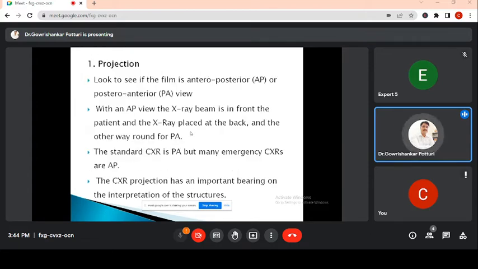Projection. Look to see if the film is antero-posterior or posterior anterior view. With an AP view, the X-ray beam is in front of the patient, and the X-ray film, that is the cassette, is placed at the back, and the other way around for PA view. The standard chest X-ray is PA, but many emergency chest X-rays are antero-posterior. The chest X-ray projection has an important bearing on the interpretation of the structures.